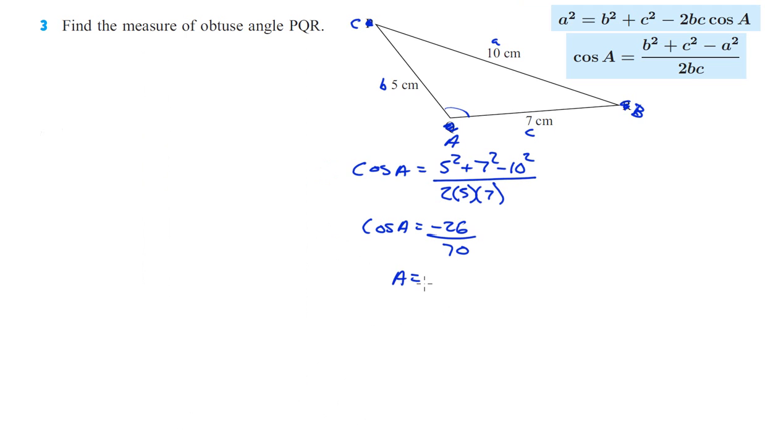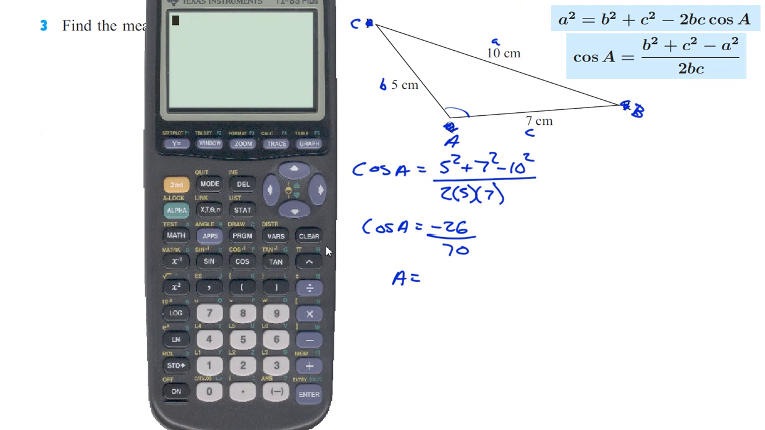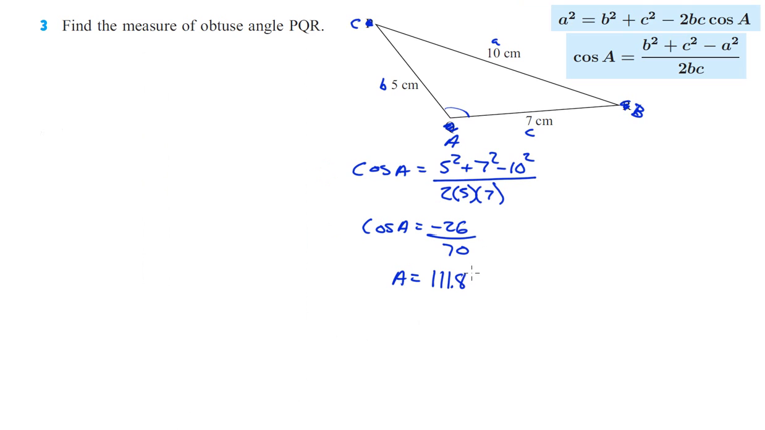Now we'll go back into our calculator. We are looking for an angle, so we do second cosine of negative 26 divided by 70. Make sure you push the negative and not subtract, because it'll give you an error if you subtract. That gives us 111.8 degrees, and that's an obtuse angle. That's kind of the signal that you're going to have something greater than 90 degrees: if this number is negative, the angle will be more than 90 degrees. If it's positive, it'll be less than 90 degrees.